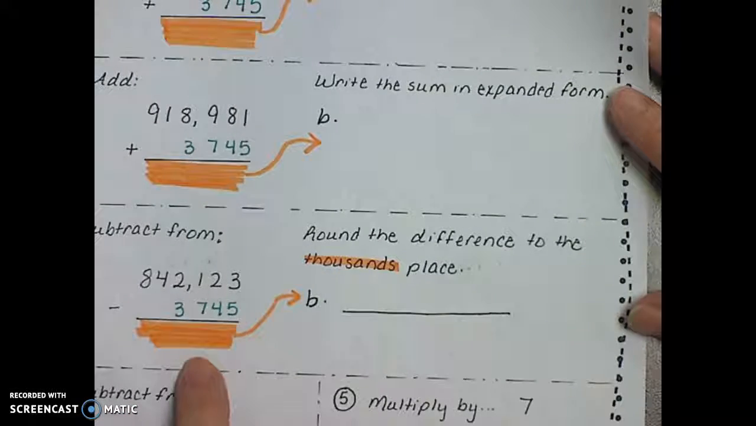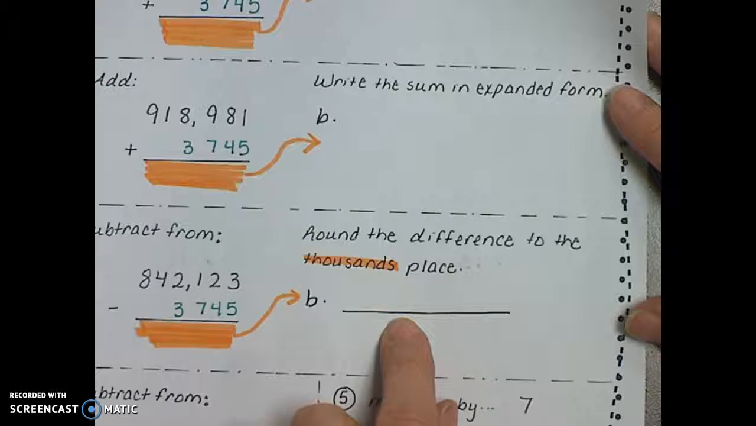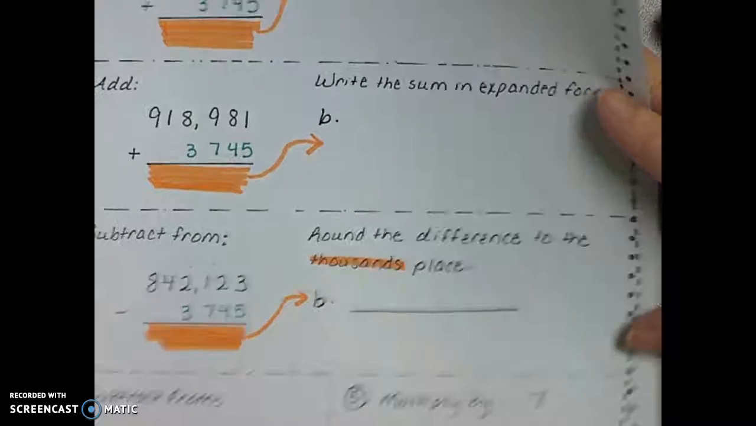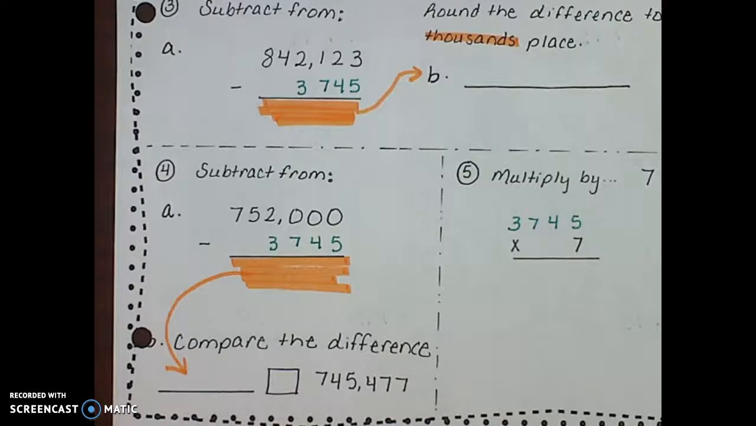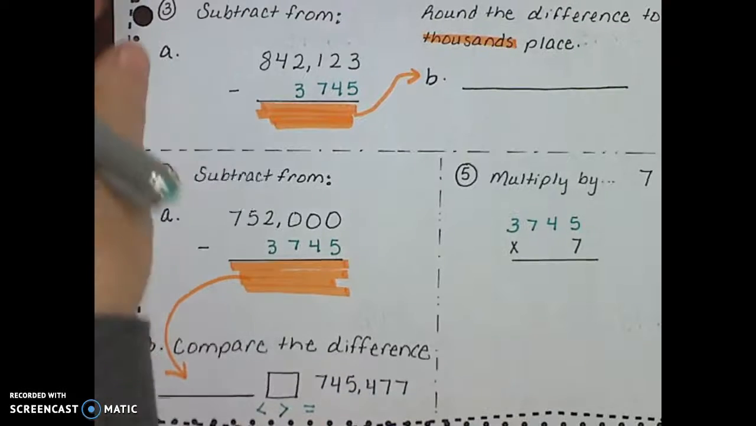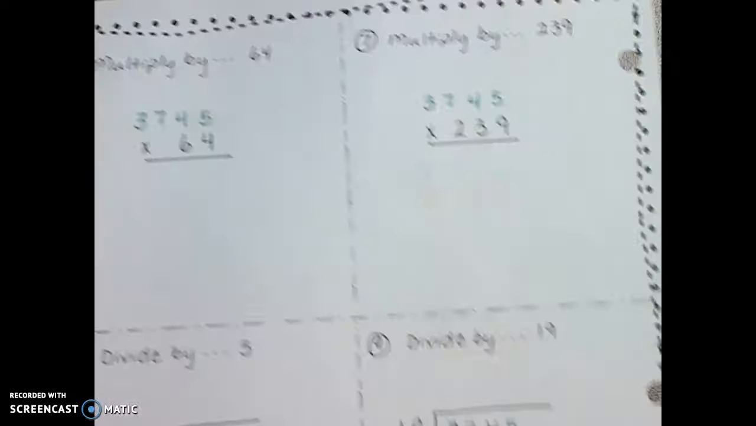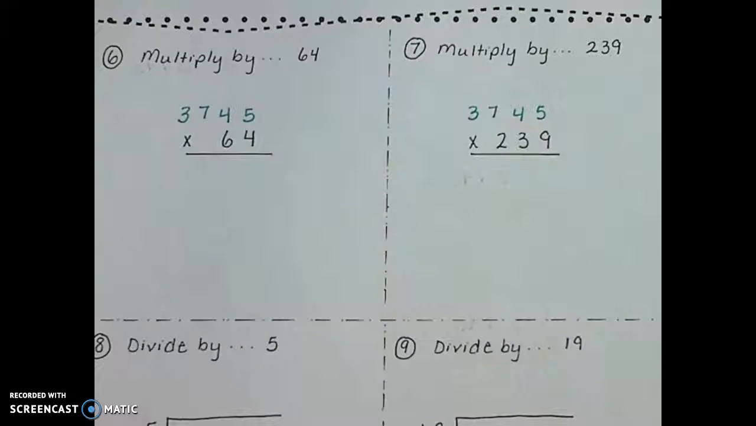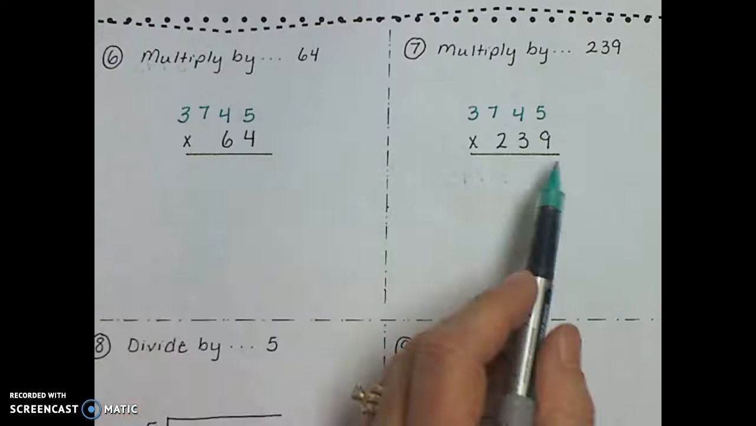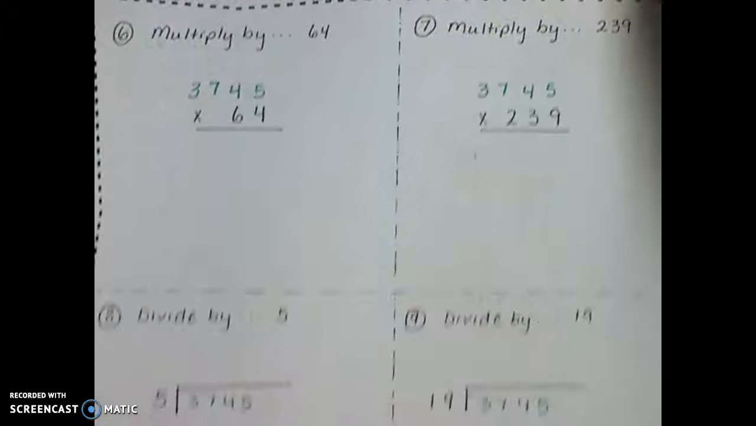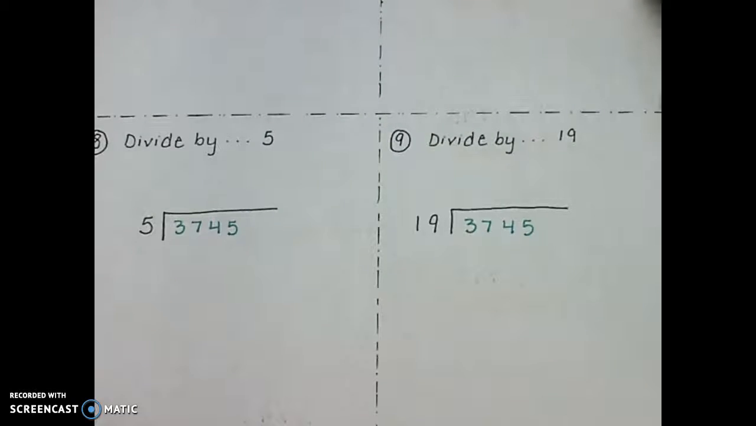On this one, when you subtract, you put your answer over here and then round to the thousands place. On number 4, after you subtract, you write your answer right here on this line, and then you decide if your answer is greater than, less than, or equal to this number. On number 5, the multiplying, you just multiply by the single digit. 6 and 7 are just plain old multiplying, but each time you get another digit. 8 and 9 are dividing.